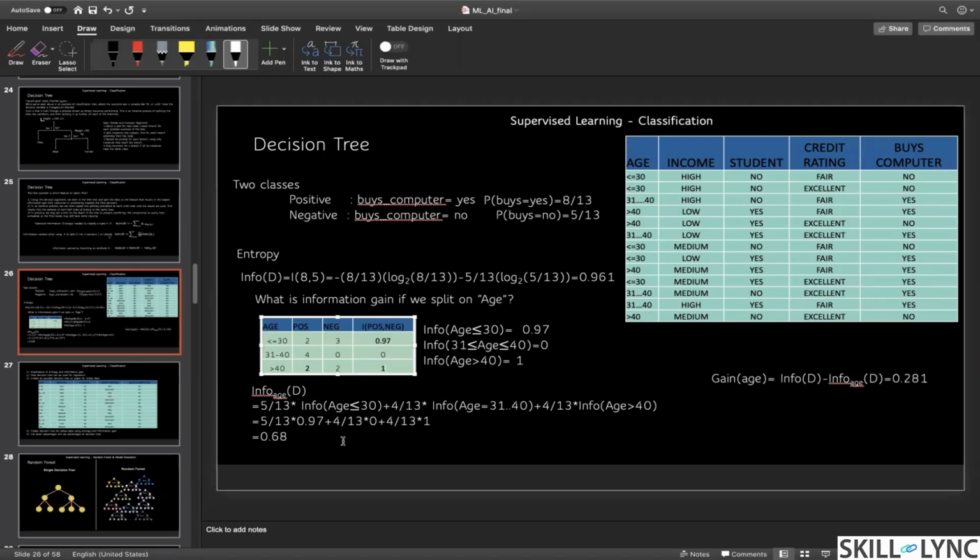And then what is the final value? 4 by 13 into 0.81 plus 4 by 13 into 0 plus 5 by 13 into 0.97. So what is this value? Information of income is 0.622. Now subtract 0.622 from 0.961, you will get 0.34, right?